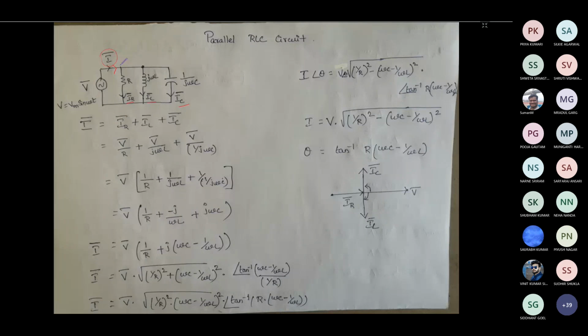If you apply KCL at this node, you know that I phasor is equal to IR phasor plus IL phasor plus IC phasor. Here we can represent IR by V phasor divided by R, IL phasor by V phasor divided by j omega L, and IC phasor as V phasor divided by 1 by j omega C. This we have already seen in the RL circuit. We have seen these two things, and in the RC circuit we have seen these two.